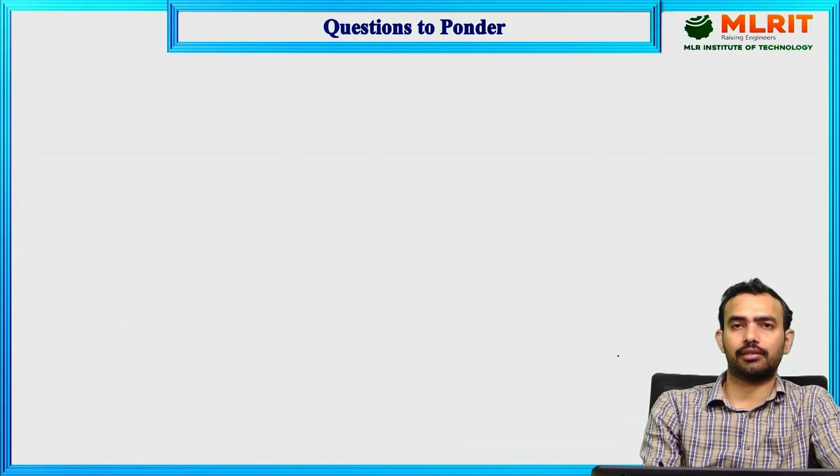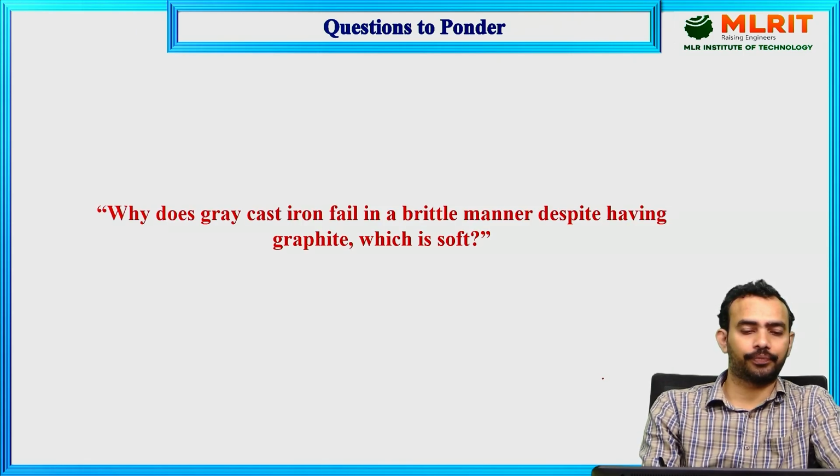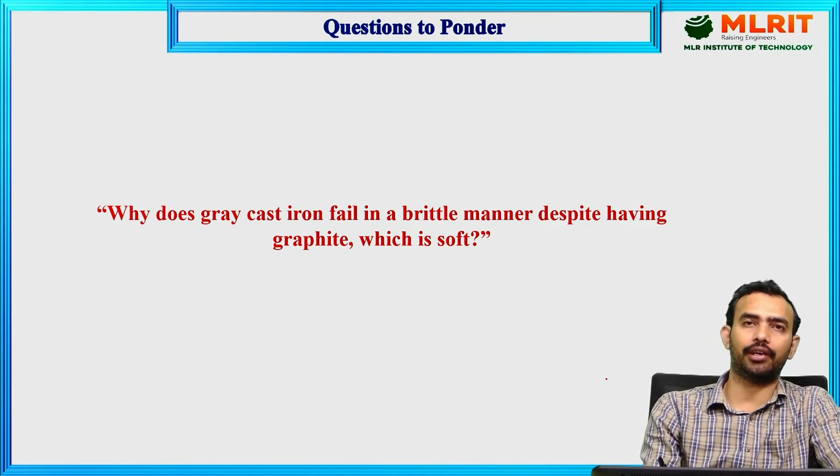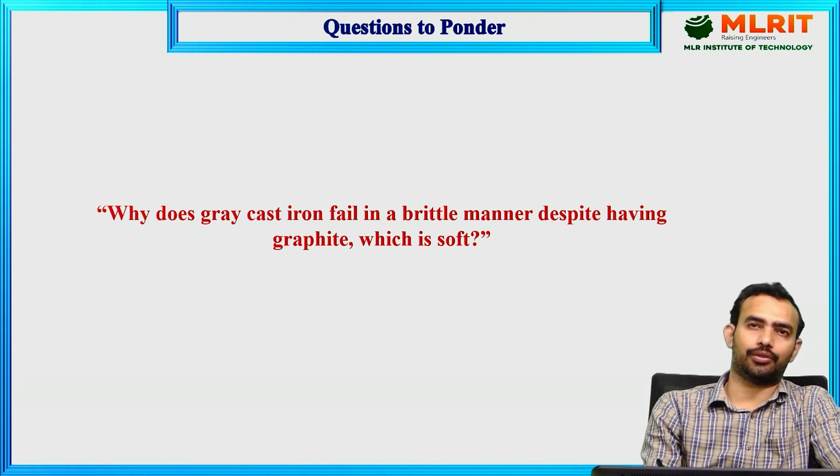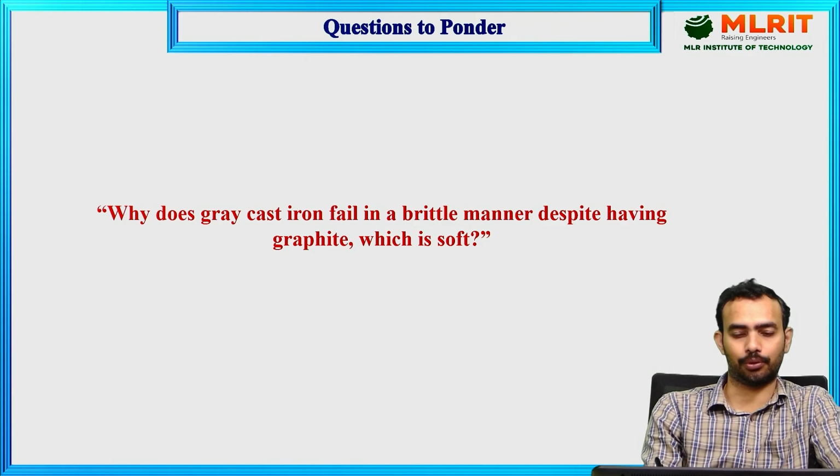Then I'm throwing a question for pondering, and you may answer it in our chat link. Why does grey cast iron fail in a brittle manner despite having soft graphitic material? Soft graphite is present, even though grey cast iron is brittle in nature. So why does it? We have discussed it. From those, you can ponder on this question and provide your reply in the chat.